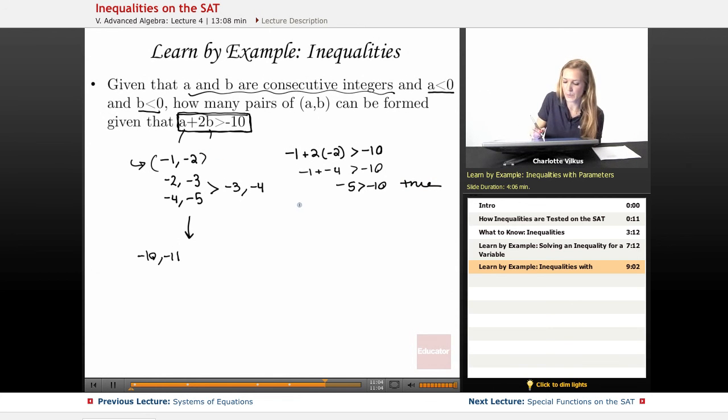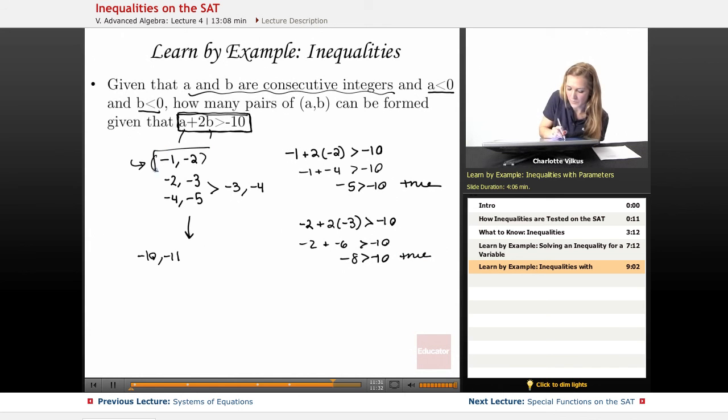If I look at the next one, negative 2, negative 3, we're going to plug in negative 2 for a, plug in negative 3 for b, and see if that's going to be greater than negative 10. So here we're going to have negative 2 plus negative 6 greater than negative 10, and negative 8 is greater than negative 10. Also true, so we have a second pair. So right now we have both of these two pairs.